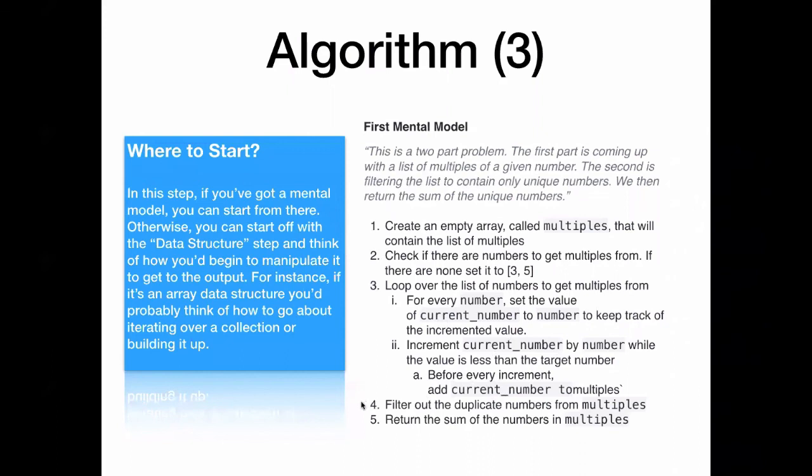And then if you look at number 4, filter out. So this is the filtering out. Filter out the duplicate numbers for multiples. We didn't say how yet we're going to filter it out. It should be straightforward. But filtering out, it's there. And then finally, return the sum of the numbers in multiples. And this is the third sort of big step that we're doing.